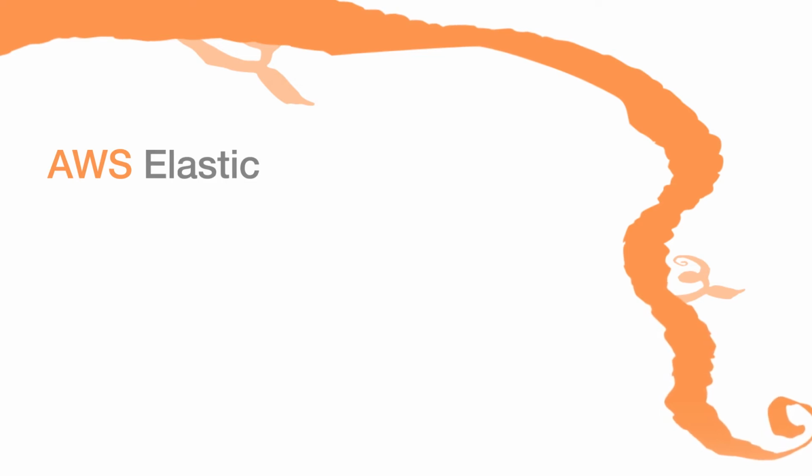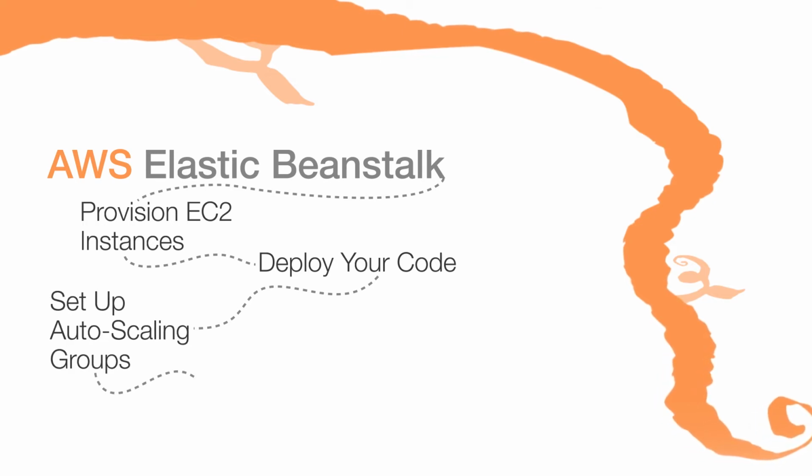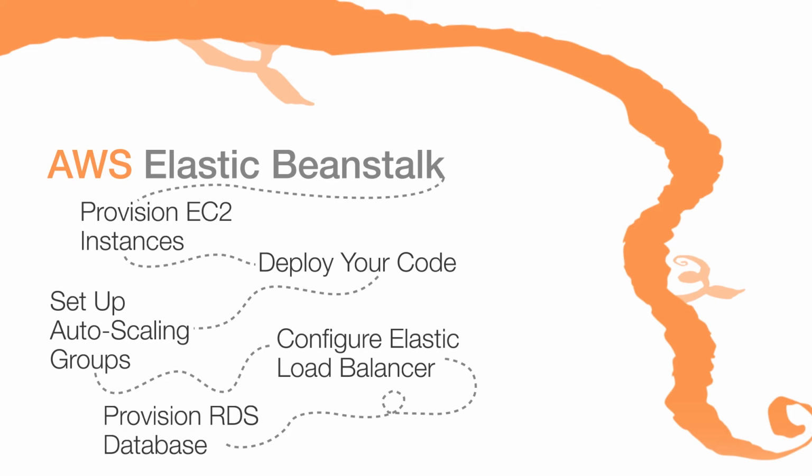If you have a 3-tier web application, you can store your code in a Git repository or an S3 bucket, and then use AWS Elastic Beanstalk to provision your EC2 instances, deploy your code onto them, set up your auto-scaling groups, configure your Elastic Load Balancer, and provision your RDS database.